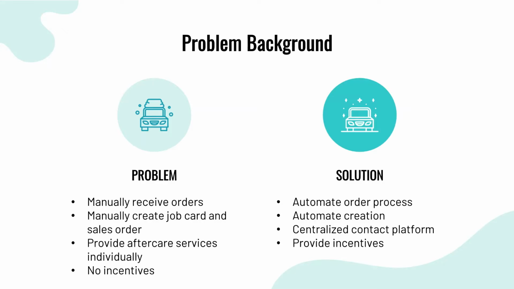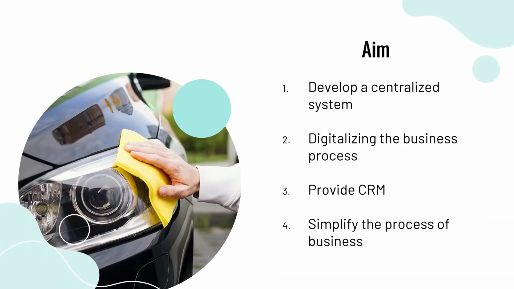Hence, as a solution, the EcoCare mobile application will be able to solve this by automating the order process and the creation of job cards and sales orders. Other than that, it will also act as a centralized contact platform with specialized contacts that can be accessed by the product owner and admins.